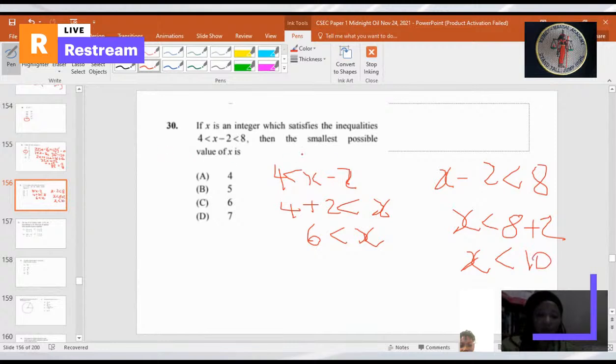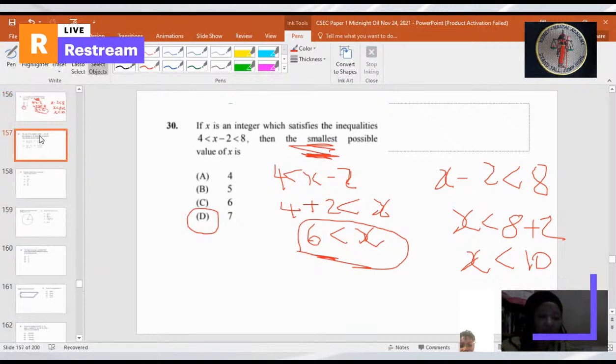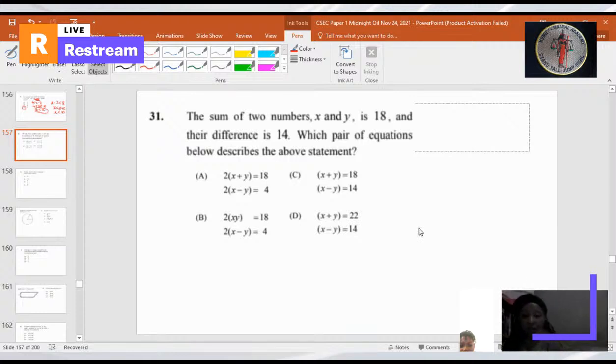And they want the smallest value, right? So that will be the 6. Must be greater than 6. No, it wouldn't be 6. It will be 7. If x should be greater than 6, then the smallest value would be 7. Do you follow? Yes, miss. It has to be greater than 6. That's all right.